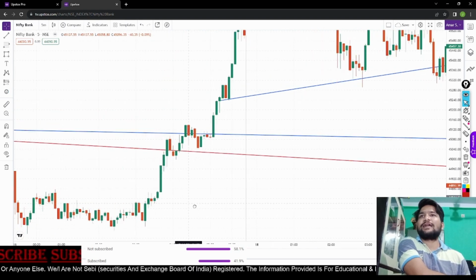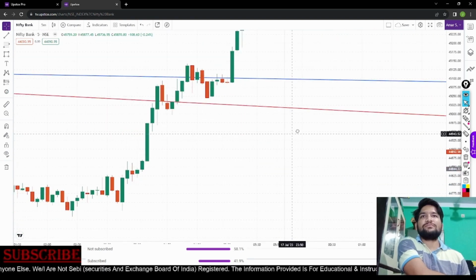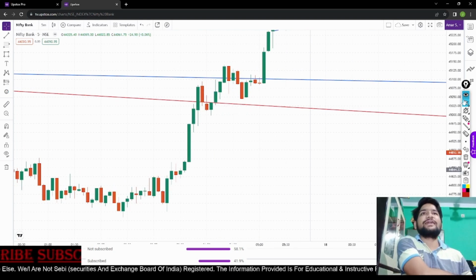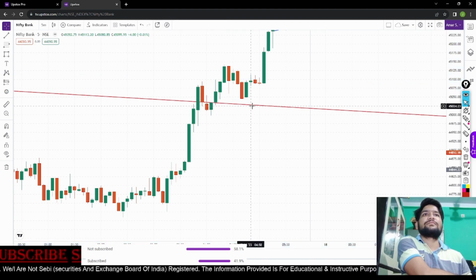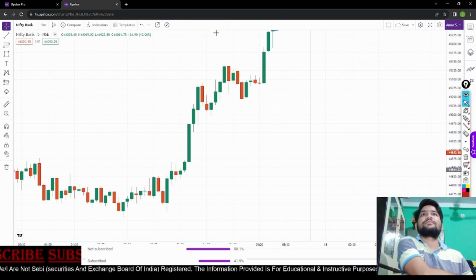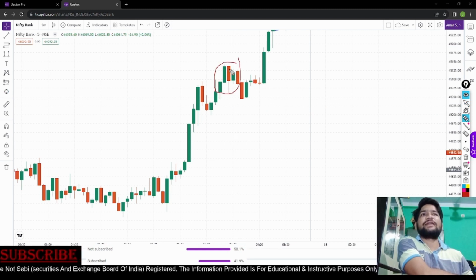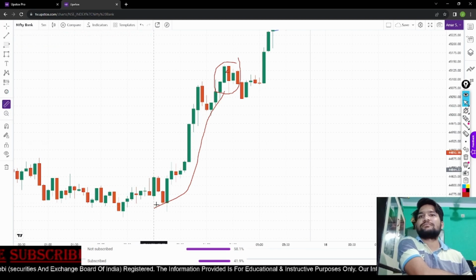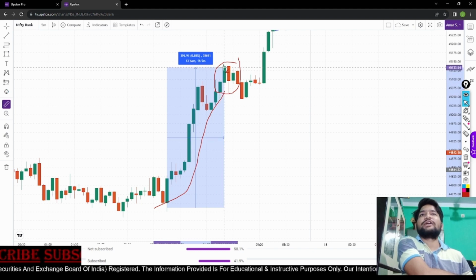And here is the candle where we will have to book a loss, right? So this is a candle, this is our candle. This is our candle, hanging man candle, formed after a long period, and a good movement also, a good movement of approximately 400 points.